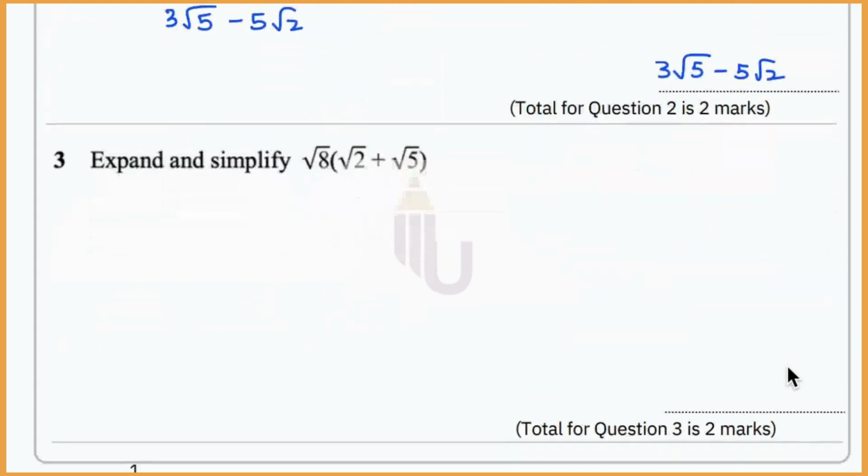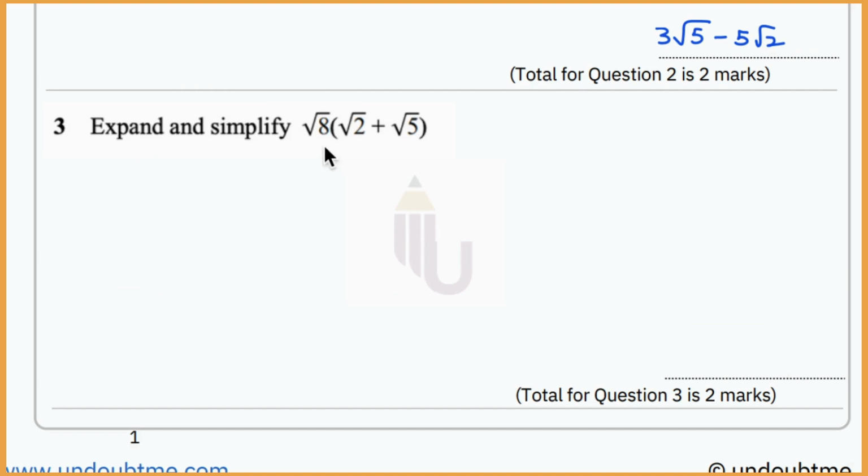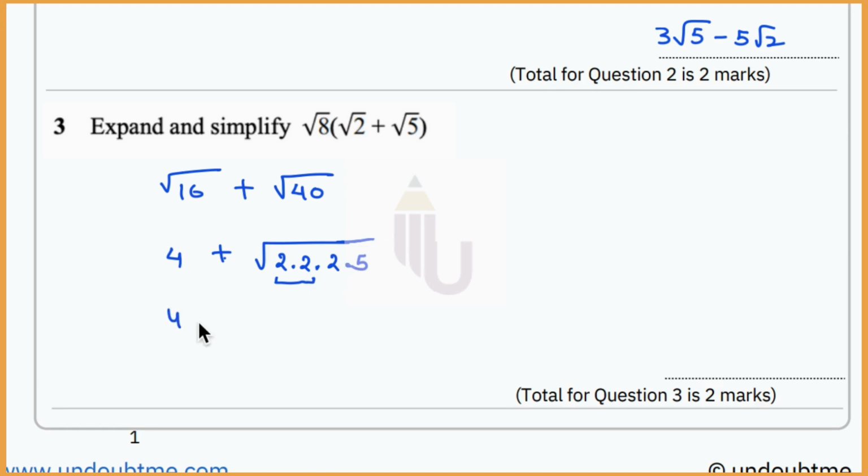Third question. Here we can multiply root 8 inside. So root 8 times root 2 will be root 16, and root 8 times root 5 will be root 40. Root 16 is a perfect square, so it will be written as 4. And for 40 we can write it down as 2 times 2 times 2 times 5. These are the factors of 40. We'll just see how many pairs we can make. So only one pair can come out, and the remaining numbers will stay in. So it will be 4 plus 2 root 10, and that is our final answer.